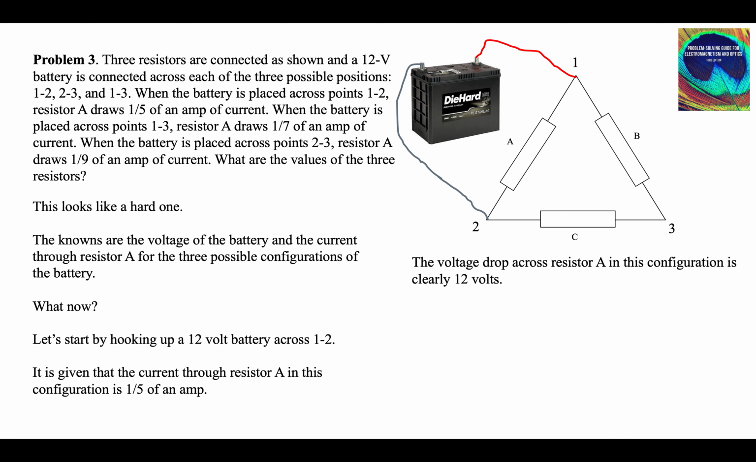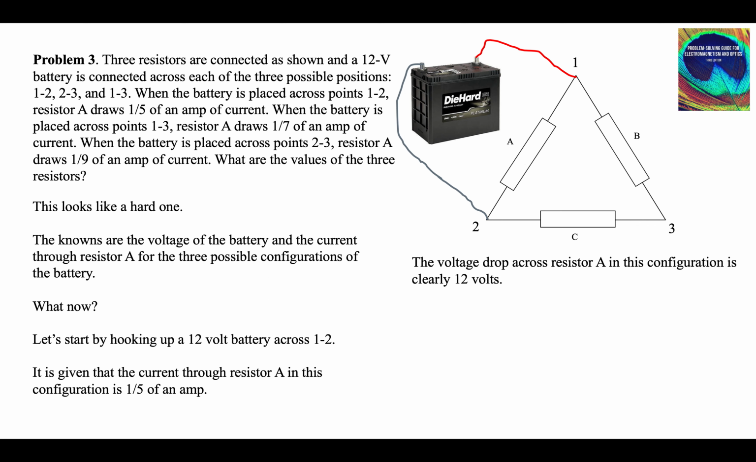Now we hook it up across 1 and 3. In this configuration, resistor A draws a seventh of an amp. So what? What can we do with that? Pause the video and think. The current going through this is a seventh of an amp. Figure it out for yourself. What a great opportunity to develop your problem-solving ability. How does this help?